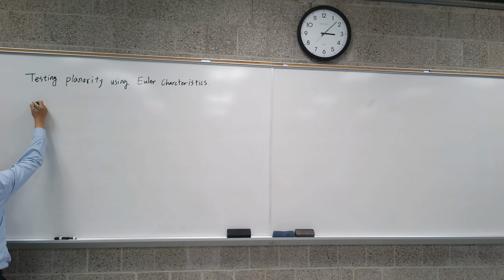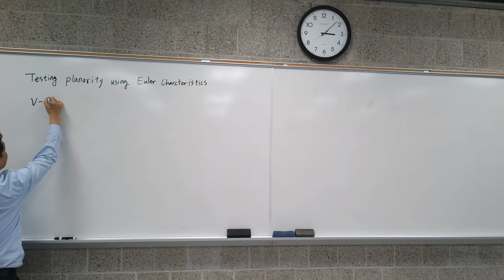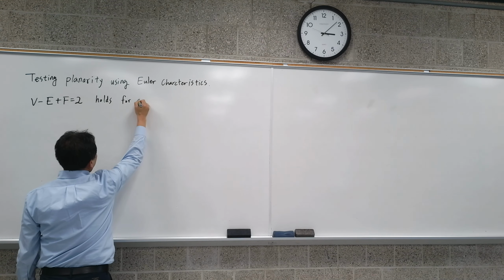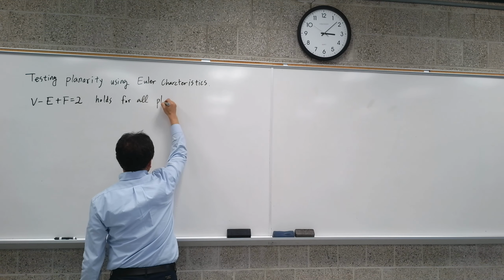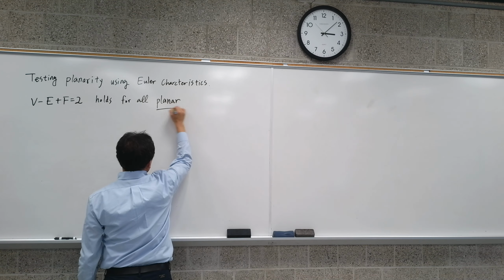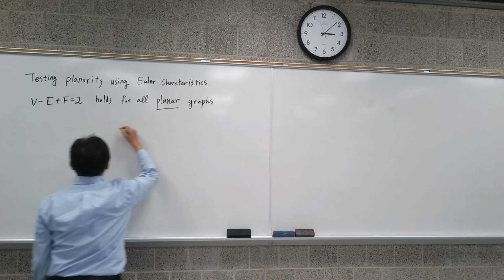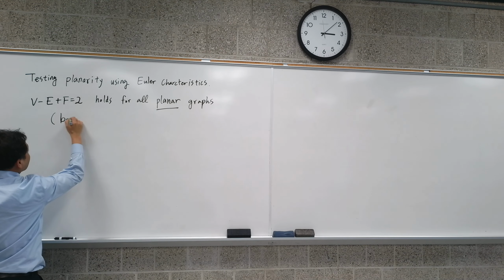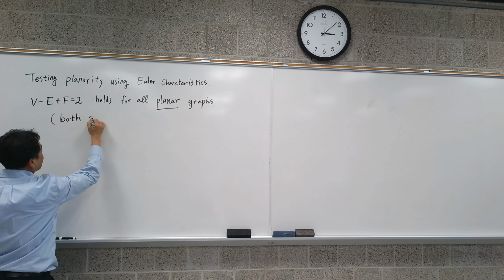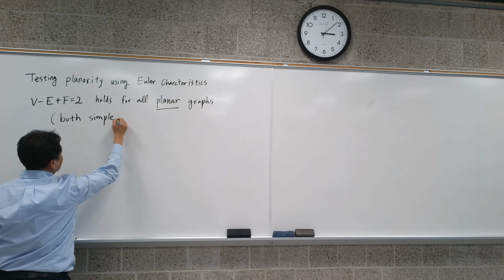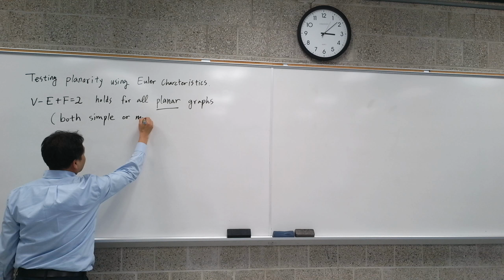So we have v minus e plus f equals 2, which is true for all planar graphs, both simple or multi.